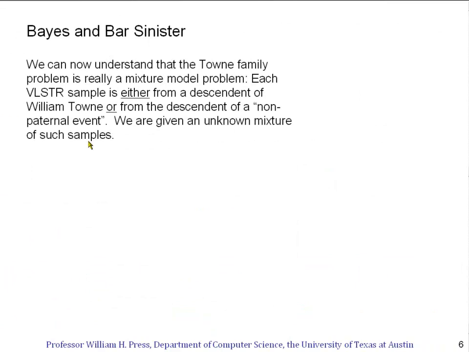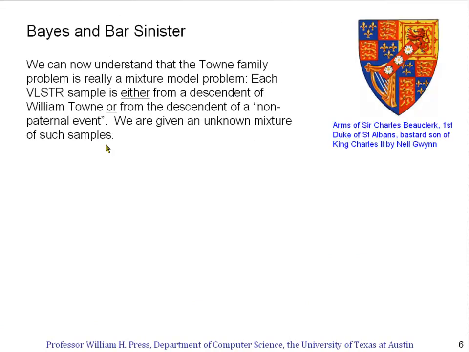So I like to call this Bayes and bar sinister. What's bar sinister? Well, it turns out in heraldry in medieval times and even extending into modern times, if you were the bastard son of a nobleman, well, that's not quite as good as being the legitimate son, but it's still something that you would be proud of, and you would have a coat of arms that shows who your true father and mother are, and it would have this bar pointing downward to the left here. Sinister is Latin for left, and the bar sinister would show that you're the bastard son, not the legitimate son.